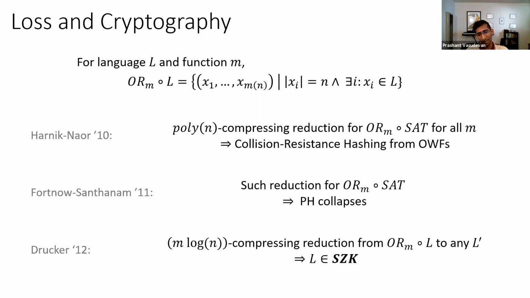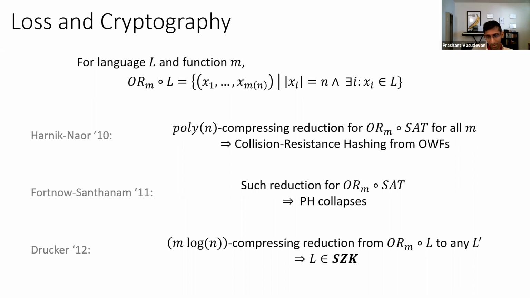And this culminated in this work by Drucker, who showed something even stronger: even if you take a slightly weaker reduction. Those reductions were poly of n, independent of m. But Drucker said, take a reduction which takes m instances of L and does a compressing reduction for R of L, compressing only to something of length m times log n. In particular, you could still be revealing something about each of the inputs, like log n bits about each of the instances you took.